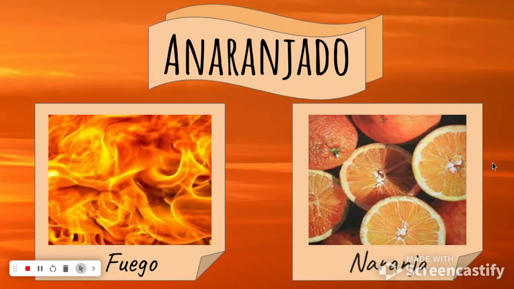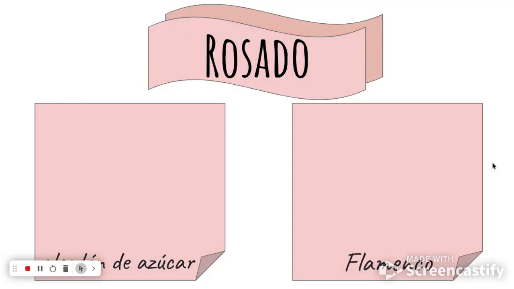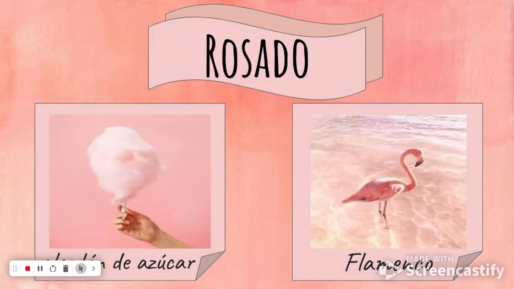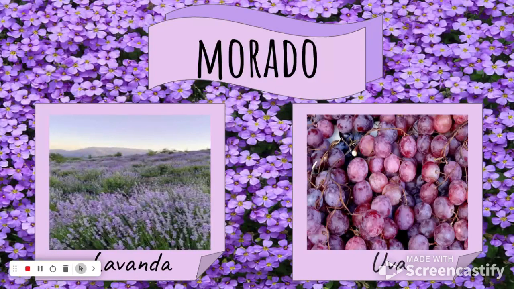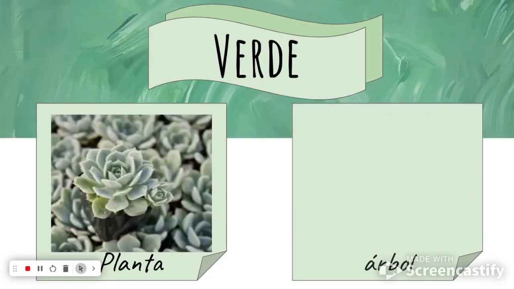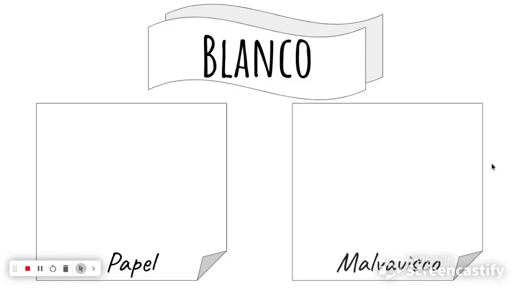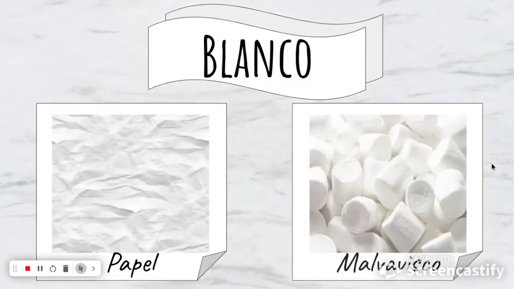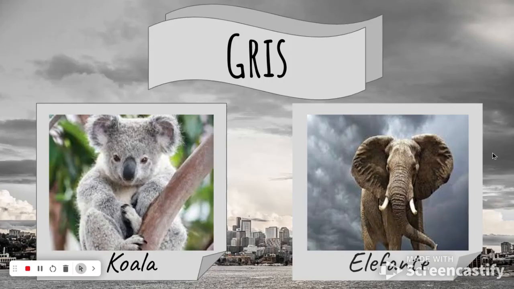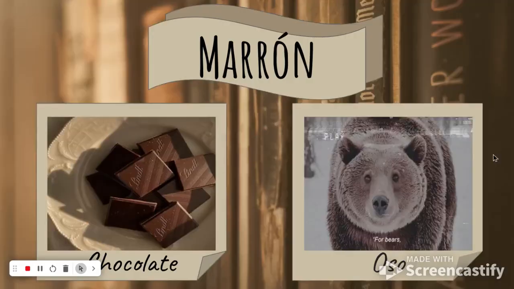What a cool one. She chose fire for orange and maybe oranges. Pink, cotton candy, and a flamingo. Purple, that's a cool one. I love that background. Green. White, kind of tricky with white, but she chose paper, and I thought this was cool. Marshmallows. And then gray. And then brown.